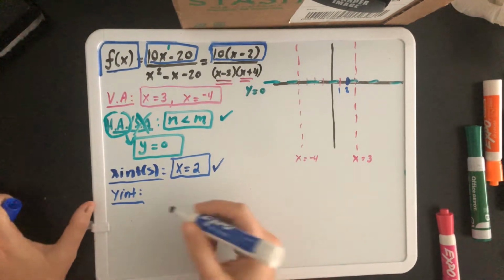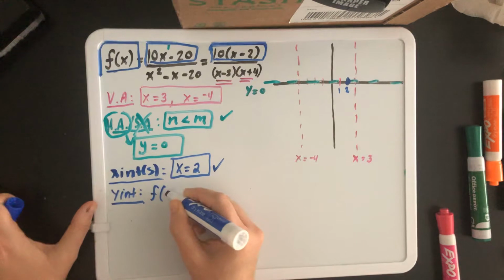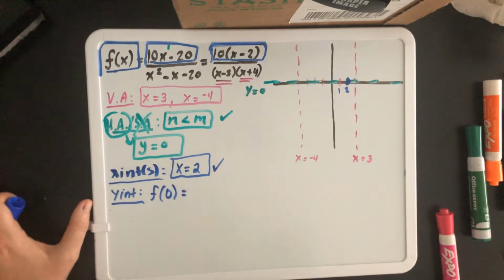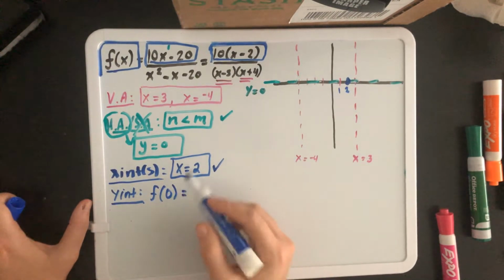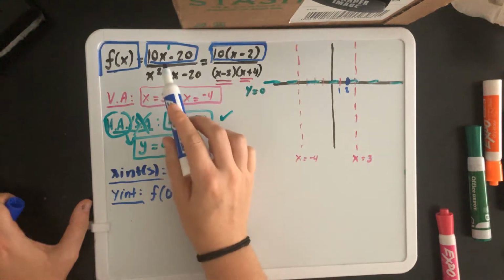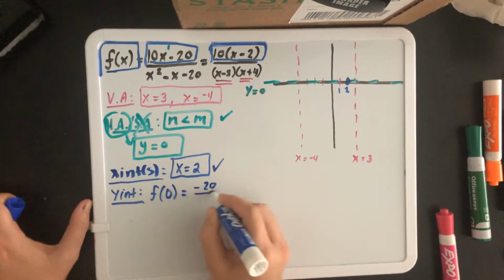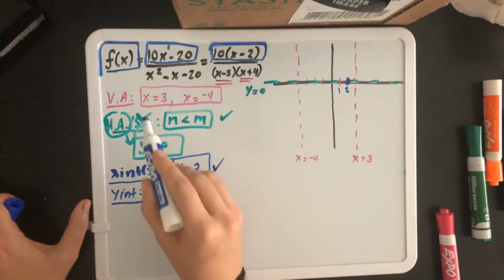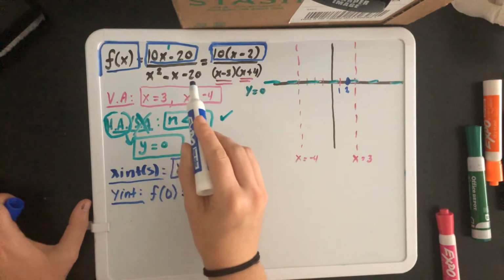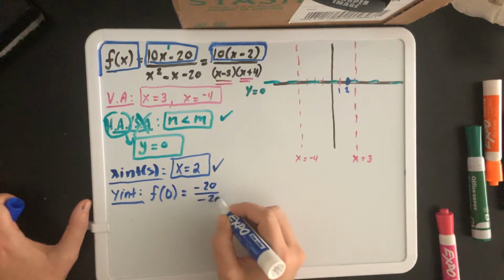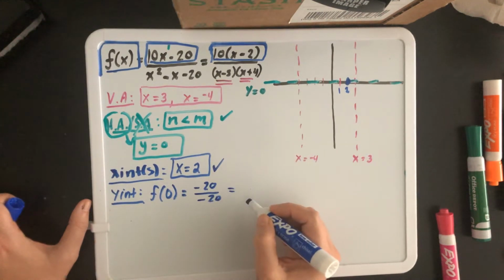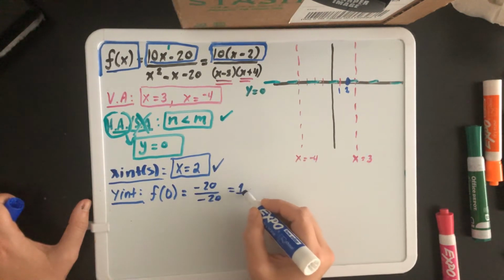We would let our x value equal 0, so we'd say the function's input is 0 for x. What is the output? Well, if I input 0 in the original, notice 10 times 0 is 0, minus 20. You just get negative 20 in the numerator. And in the denominator, if you input 0 for x, that goes away, and you just have negative 20. In other words, negative 20 divided by negative 20, which is just positive 1.